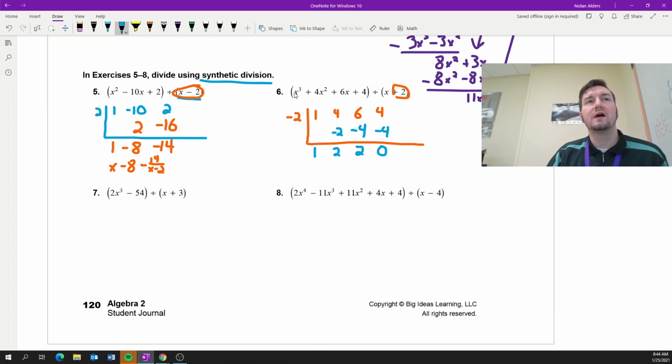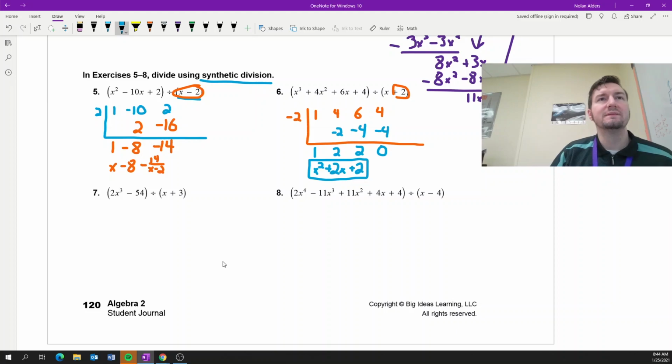So our degree is going to start with x squared. So this will be 1x squared plus 2x plus 2. And then our remainder is 0. So we have 0 over x plus 2, which is just 0. So we don't even have to write it. This right here is our answer. So you can see how quickly synthetic division is.